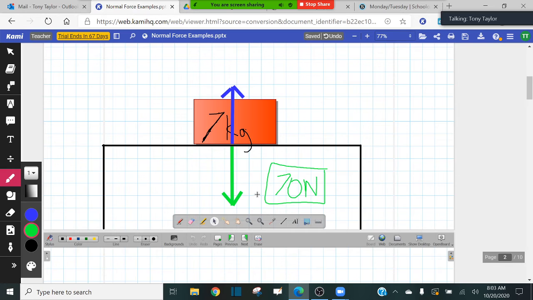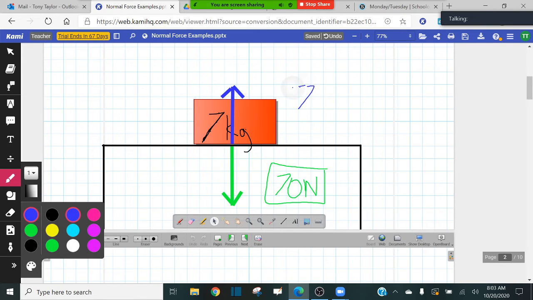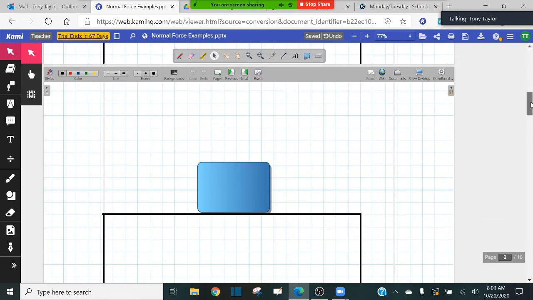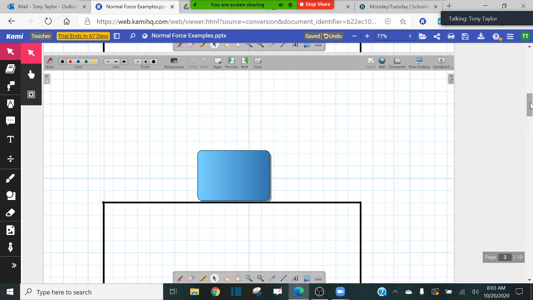Which means if the magnitude of the force of gravity is 70 newtons pointing in the negative direction, that means the magnitude of the normal force must be 70 newtons pointed in the positive direction. Okay. So those two forces have to balance. Any questions on that? Let us move on to something that is a little bit more complicated.